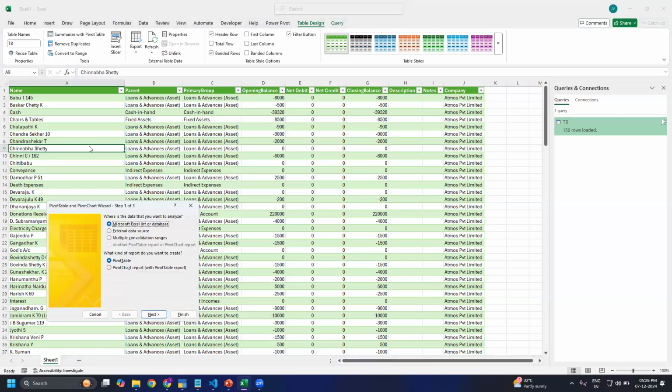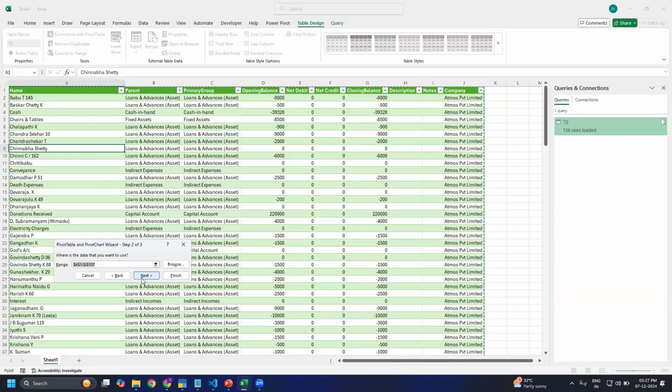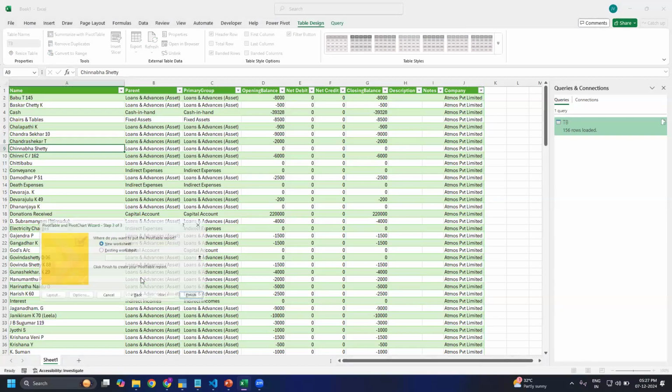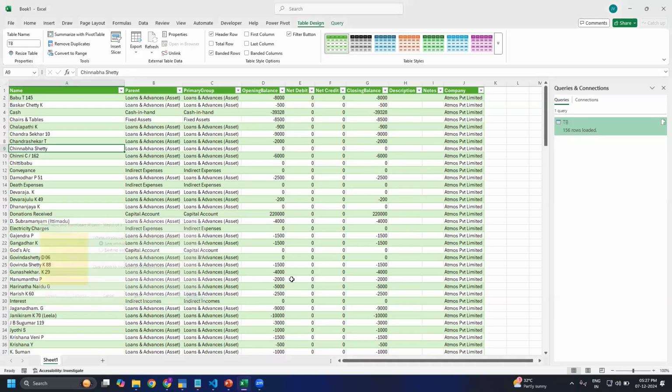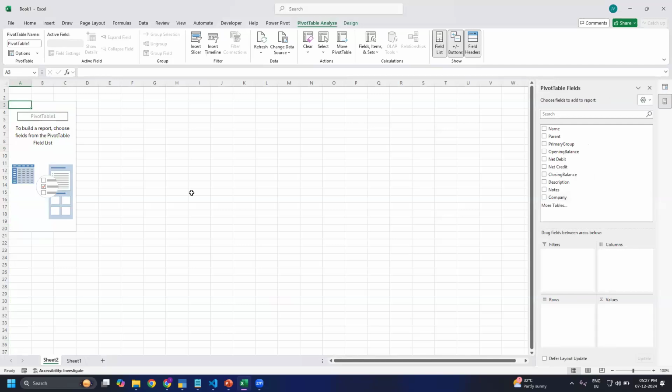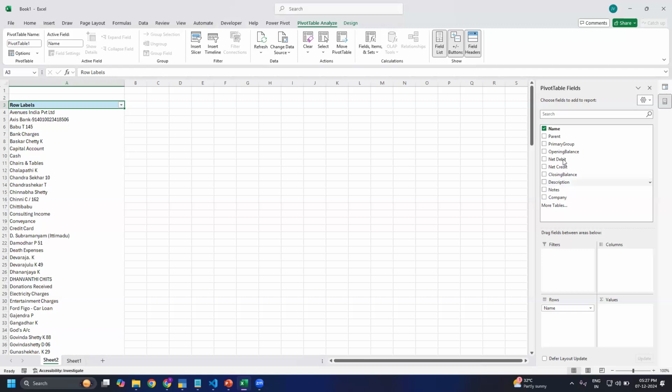on D3. So next, and new worksheet. So for the time being, I'm taking ledgers into rows, and you can take credit, debit, or closing balance. So I will take a closing balance, two values.